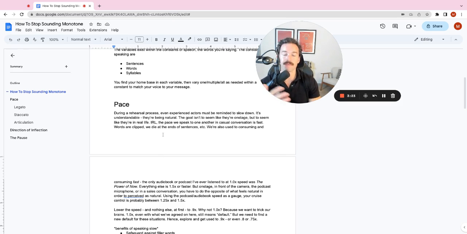So during a rehearsal process, for example, all of my background is in professional stage performance and training for professional stage. Even experienced actors have to be reminded to slow down. And this is understandable because they're being natural. They're not trying to seem like they're on stage to the audience. They're trying to seem like the audience is getting a snapshot of something real, right? A look inside of a real life. But obviously, it's acting. So in real life, the pace that we speak to one another in casual conversation is fast. And then beyond just the pace, the words are clipped, or we add at the ends of sentences.